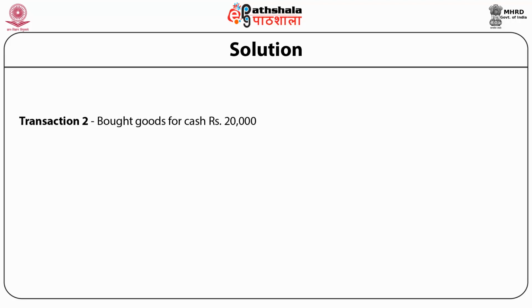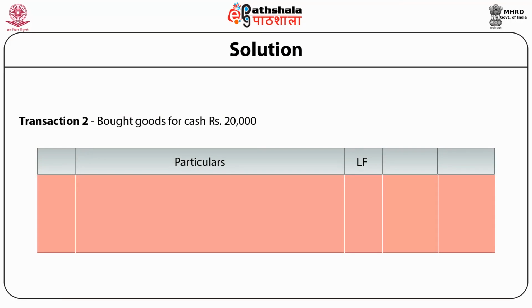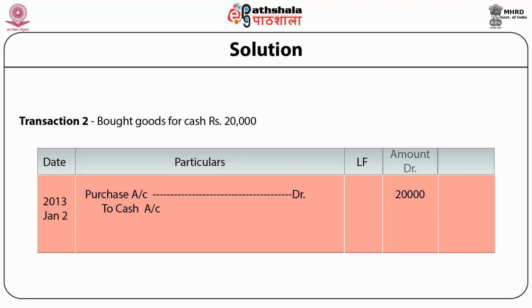So how would we write this transaction in the journal? Under date, January 2nd, the purchase account is to be debited, then the cash account, and the amount would be 20,000 in debit and 20,000 in credit, and the narration would again be given for what this transaction has happened and recorded: being goods bought for cash.